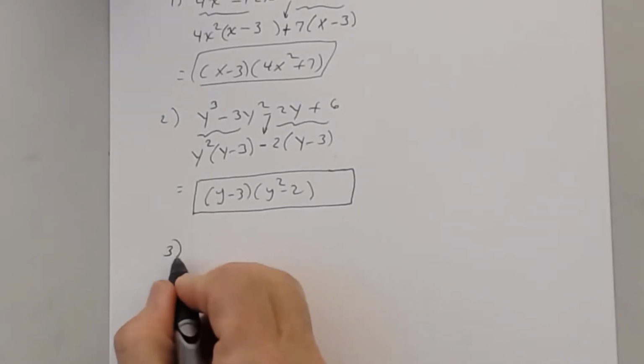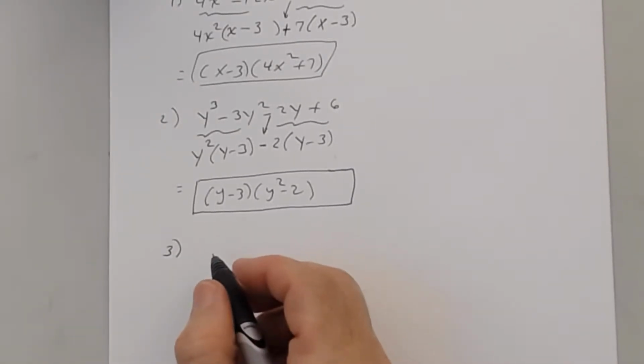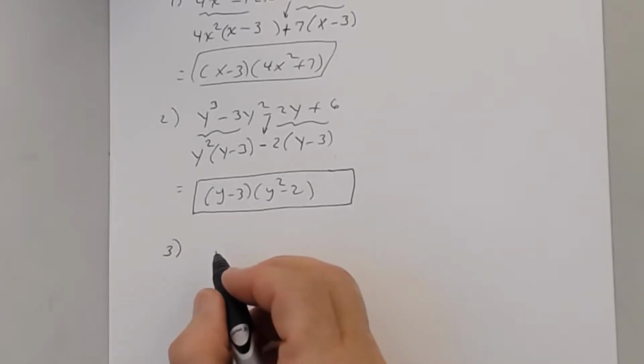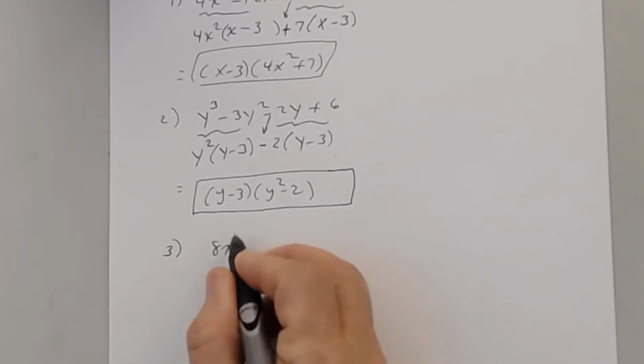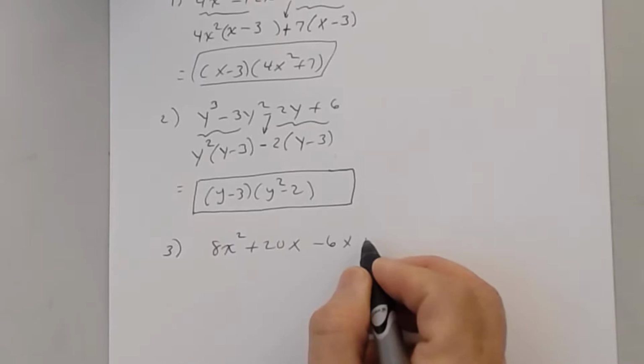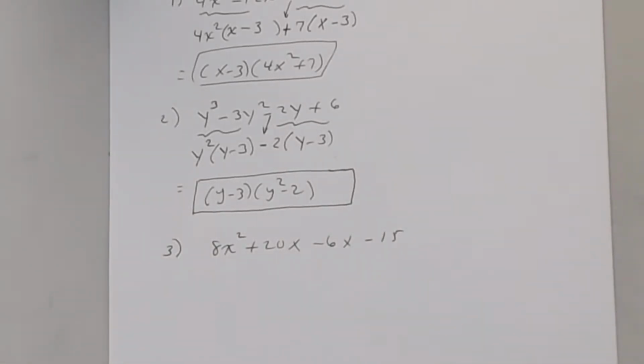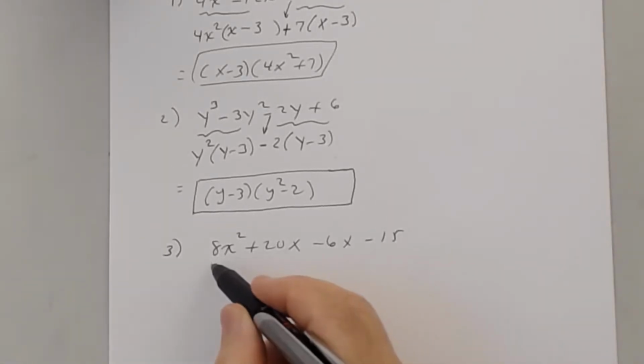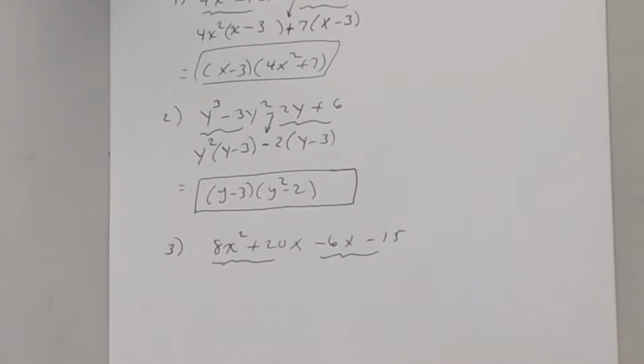All right, number 3, you have 8x squared plus 20x minus 6x minus 15. So 8x squared plus 20x minus 6x minus 15. All right, what's the GCF? 1. GCF is 1. How many terms? 4. So we're going to try grouping. So again, let's try the first group and the last group.